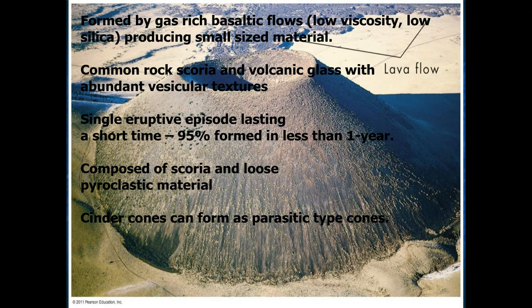Cinder cones can also form as a parasitic type cone. And if we recall from the first discussion in part 1, we know that parasitic type cones can be smaller cones that rest along the flanks of the larger volcanoes. So you can really have cinder cones along the flanks of a composite cone.